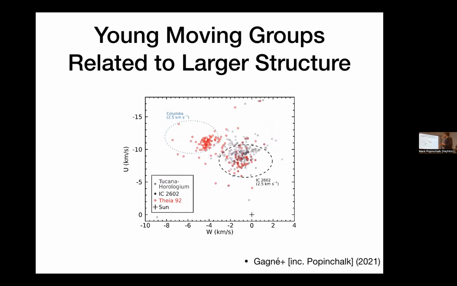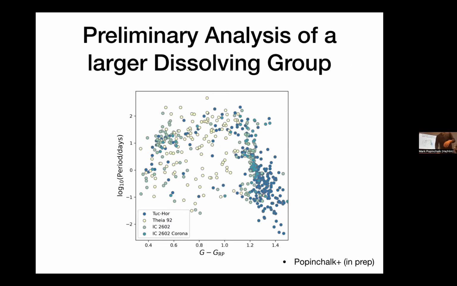Tucana-Horologium are the purple squares, Theia 92 are the red circles, and IC 2602 is represented by this black dotted ellipse. Although some of Theia 92 looks more similar to a different moving group called Columba, in the blue ellipse over there, this points to the chance of all these different groups perhaps coming back and forming from one larger group that has been tidally disrupted over their only 40 million years orbiting the galaxy. And so we've already started to look at these rotation periods for these groups as well.